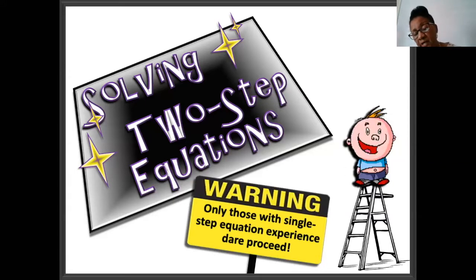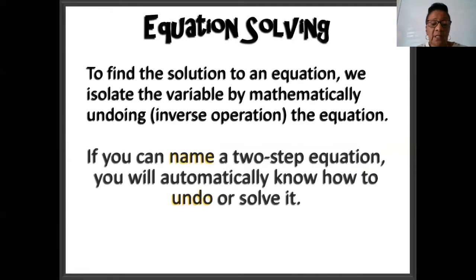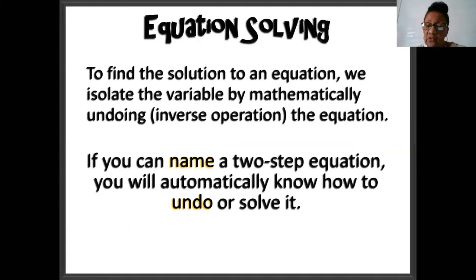Now we have a warning. Those persons who missed out with the one-step equation, please heed the warning. To find the solution to an equation, we isolate the variable. We already know that by mathematically undoing, which is the same as using inverse operations. Now, if you can name a two-step equation, you will automatically know how to undo or how to solve it.